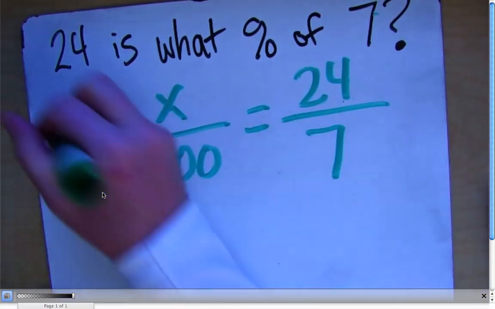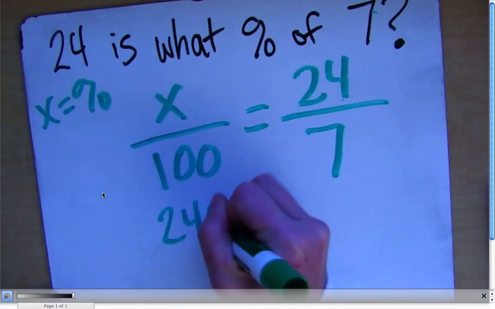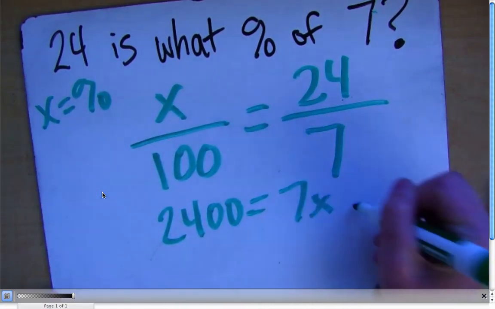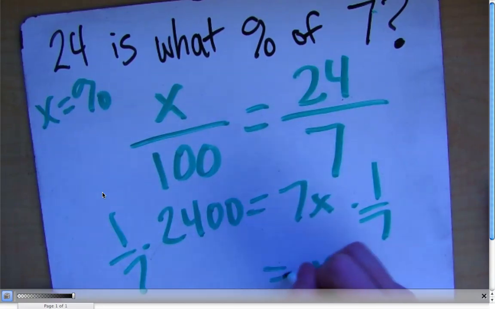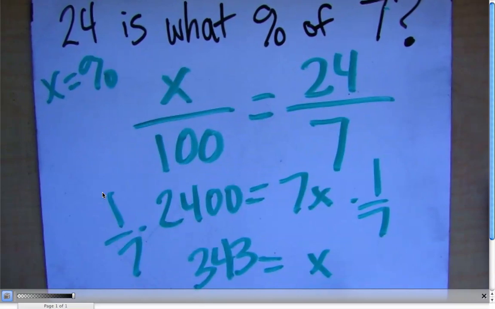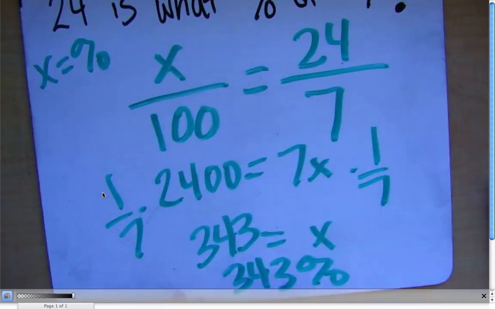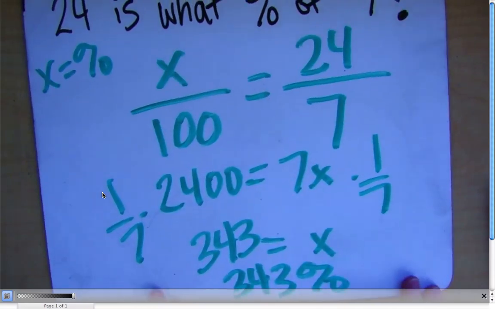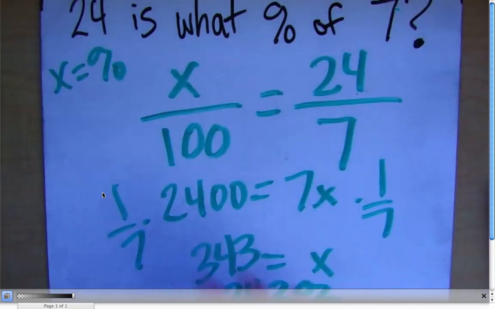So this is our equation where our x is our percent. Cross multiply. Do the reciprocal, and x equals 343 if I round it. Okay, so again, what's nice about this method is that x is our percent. That's our answer, 343%. You don't have to deal with decimals or anything like that. So if the other method is confusing, I strongly recommend proportions. They're very simple to set up.